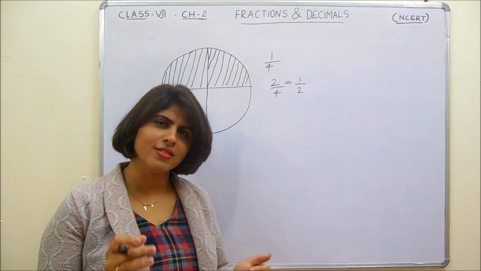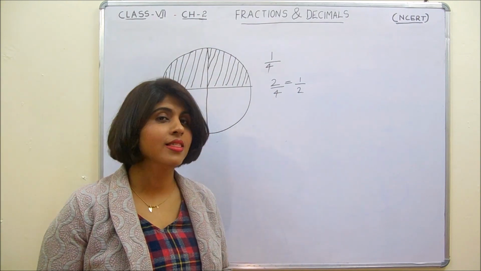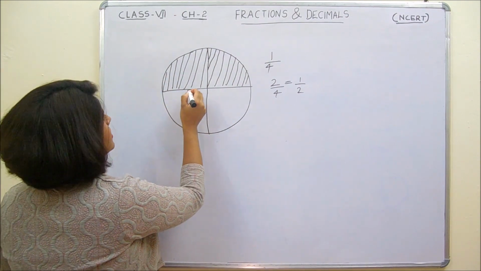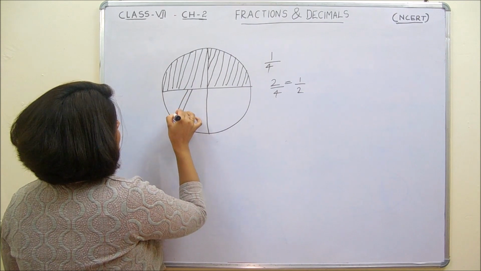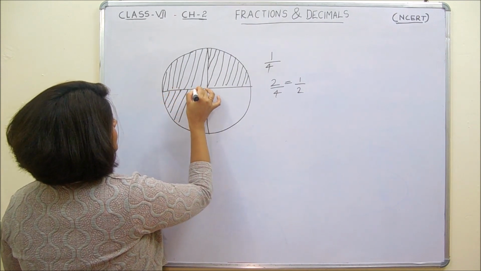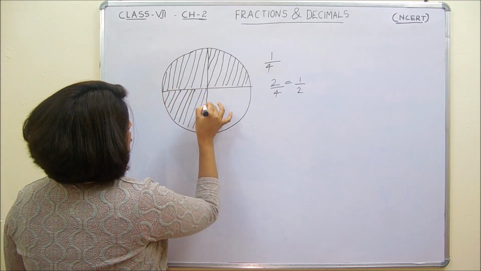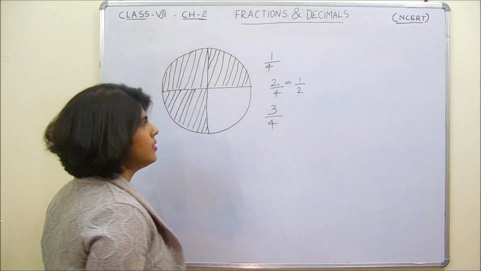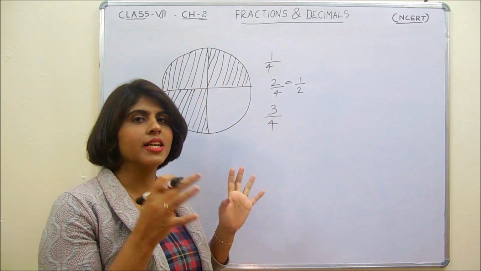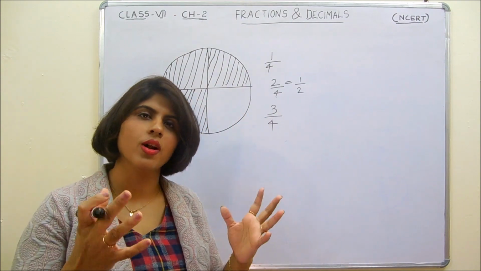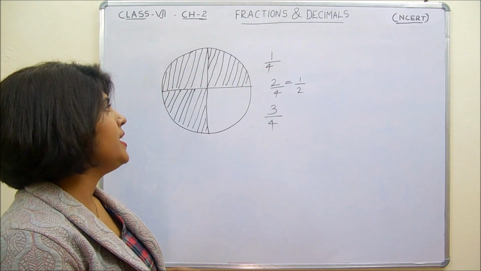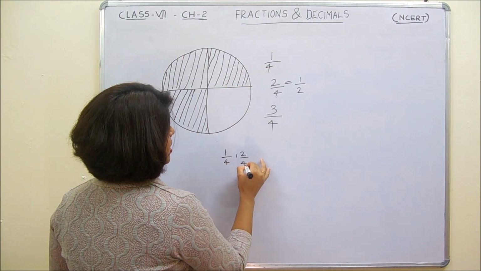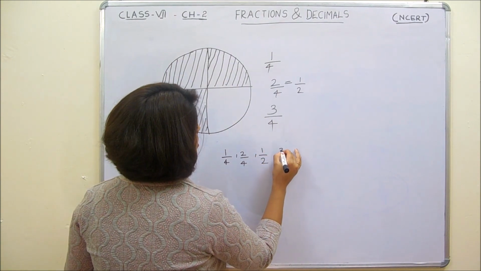And also your father is giving his share to you. Then how much part will you get? 3 parts out of 4, right? So 3 parts out of 4 you will get. If you get all 4 of these parts, then you are getting the whole pizza, right? 4 out of 4.